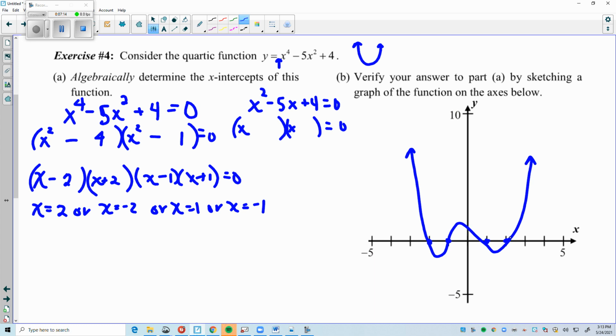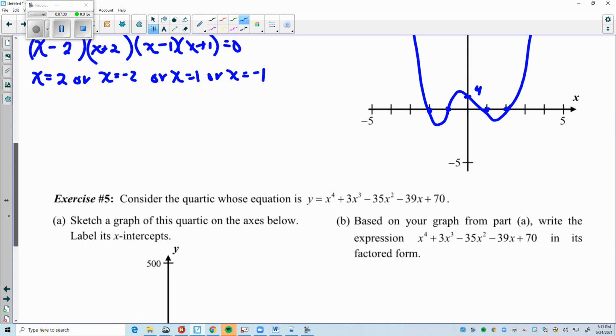Okay. And if we wanted to get real technical, we could find the y-intercept of this graph. We could make x 0, plug it in, and I could find my y-intercept here would be at 4. So I could even label this if I wanted to and tell you that that would be located at 4. It's not really drawn to scale, but we get the idea.